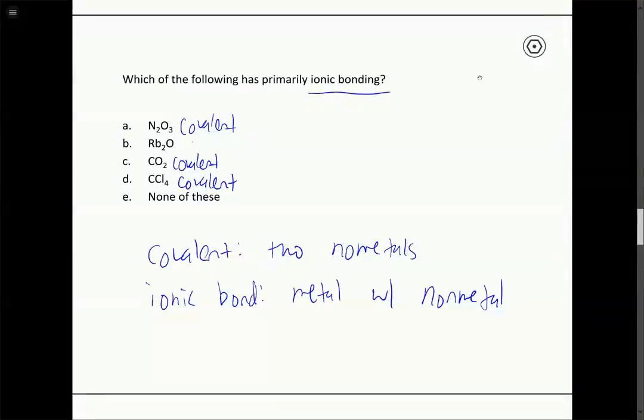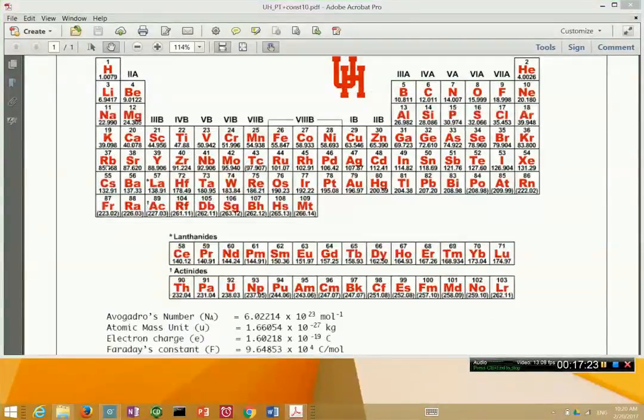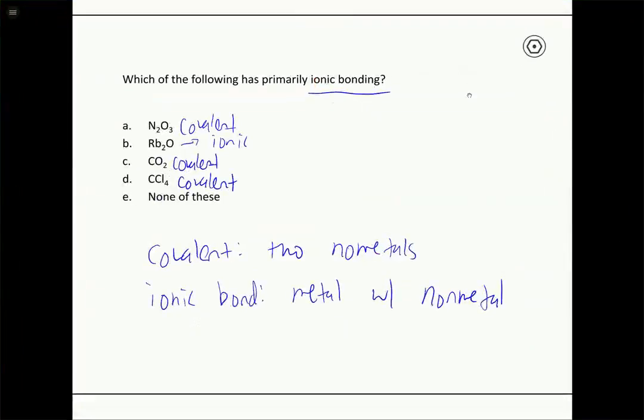But if we look at rubidium oxide here, this is going to be our ionic bond because rubidium is over here. It's a metal. It's on the left side of the periodic table, group 1A, alkali metal specifically. And when it's bonded to oxygen, which is a nonmetal, that's going to be classified as an ionic bond. Again, the classification is somewhat arbitrary. There's really no fundamental difference between ionic and covalent bonding, but whenever it's a metal with a nonmetal, conventionally we classify it as being ionic. So that's going to be choice B for this one.